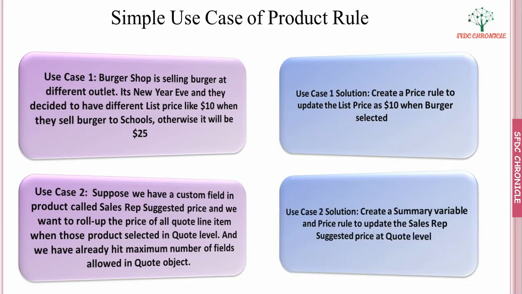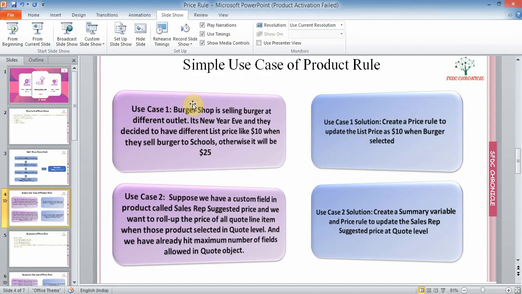Via price rules. What we need to do is create a summary variable and create a price rule. That's all. The price rule will fire and it will roll up all the quote line item values, that is the sales rep suggested price value, into the quote level. Let's see how it works.